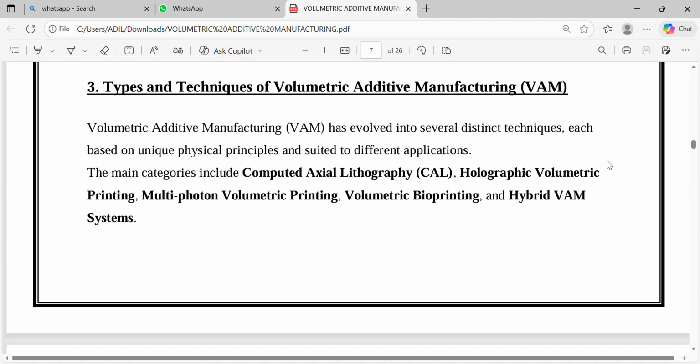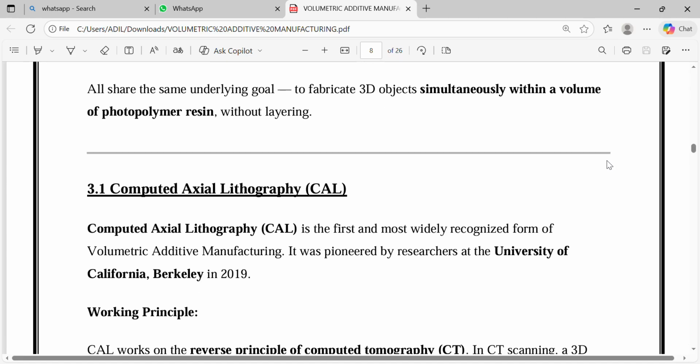Now we will discuss the types and techniques of volumetric additive manufacturing. Here are five main categories, which include computed axial lithography, holographic volumetric printing, multi-photon volumetric printing, bioprinting, and hybrid VAM systems. Now we will discuss all of these one by one.